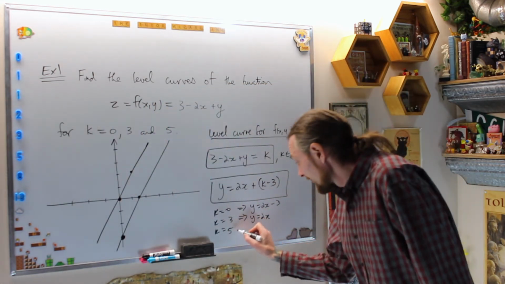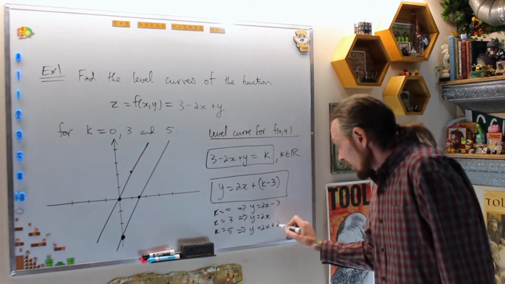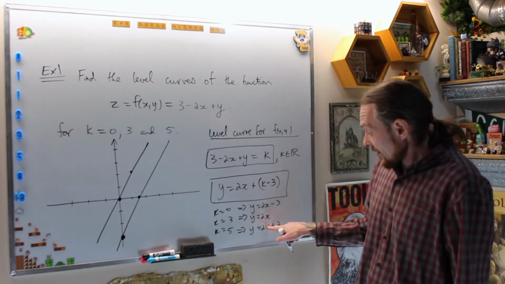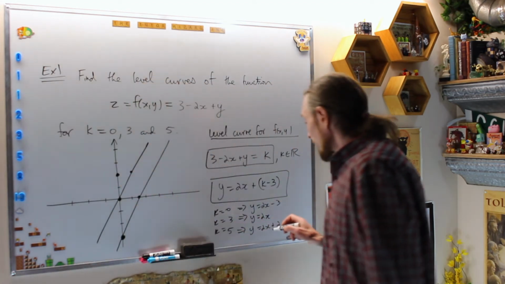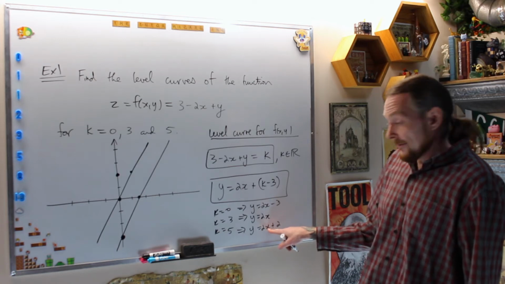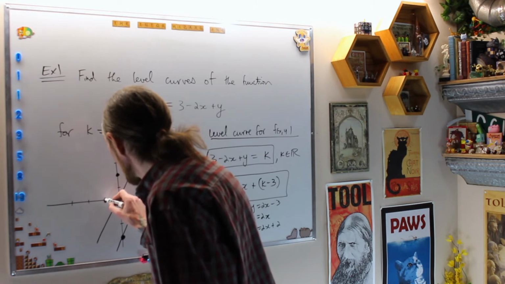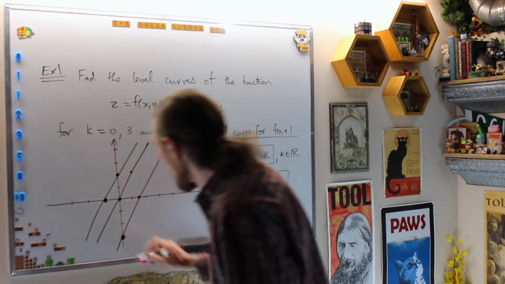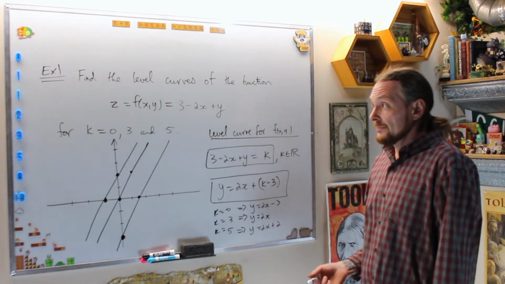And then finally, when k is 5, we're going to get y is 2x plus 5 minus 3, which is 2x plus 2. Again, the easiest way to sketch this is when x is 0, y is 2, and when x is negative 1, say, y is 0. So I get this one. And in fact, what we're going to get is a family of parallel lines for every k that we do.